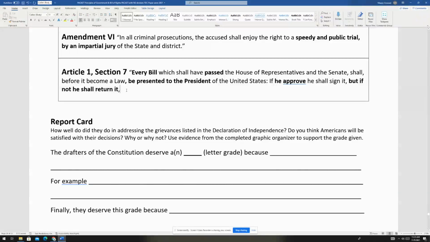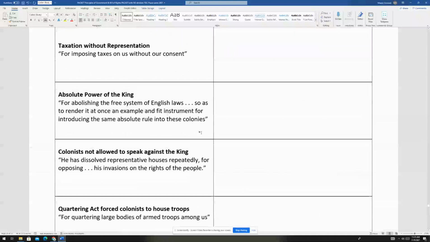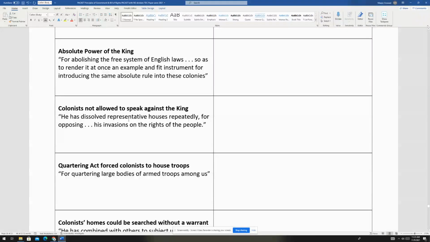Okay, if your teacher needs you to pause, go ahead, but I'm moving on. I told you this is going to go fast. I'm going to cross that out just like you should, so we know which choices we have left. Okay, going to the next one. Colonists not allowed to speak against the king. This happened in many countries, and it's like that in North Korea today. He has dissolved representative houses repeatedly for opposing his invasions on the rights of people. So, in easier terms, colonists can't say anything bad about the king.